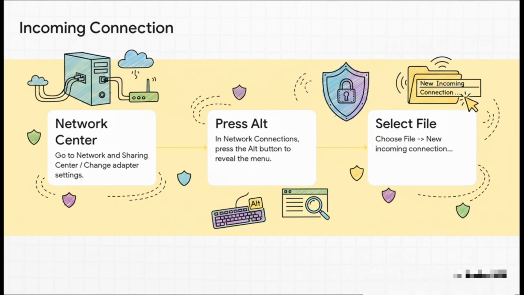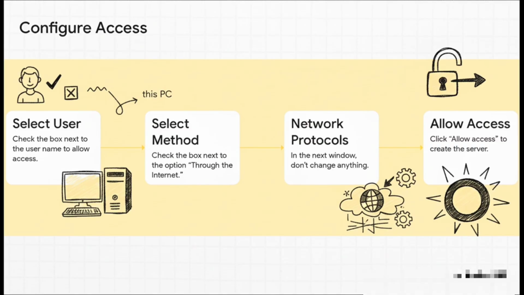Now here's a neat little trick. Press the Alt key. It'll make that old school file menu pop up, and that's where you'll find the magic option, New Incoming Connection. Next up, you have to decide who gets the keys to the kingdom. You'll just check the box for a user account that's already on this PC. Then, you'll tell Windows the connection is coming in through the internet, leave all the nerdy network protocols as they are, and then you hit that final beautiful button, Allow Access.